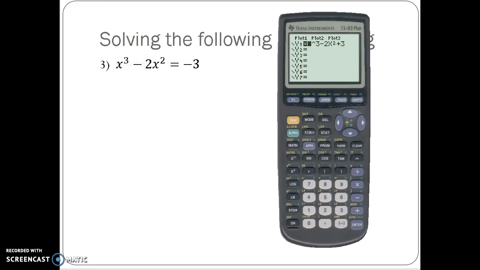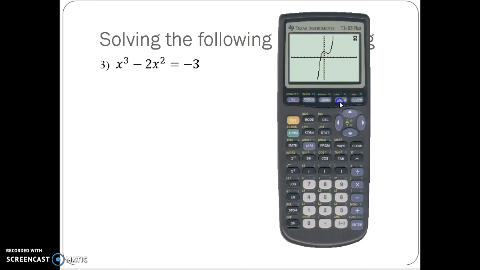So let's take a look at this example here, example number 3. Again, I'm going to move this all over to one side so it's equal to 0. And I have x to the third minus 2x squared. If I add 3, then it's going to be plus 3 equals 0. And so I'm going to go ahead and graph this just like I did the other ones. And if I graph it, it looks like I have one solution. This dip here doesn't get all the way down to the 0. So that means I know they're not going to be real solutions. I'm going to have one real solution, which is this one, and the other two are going to be imaginary.